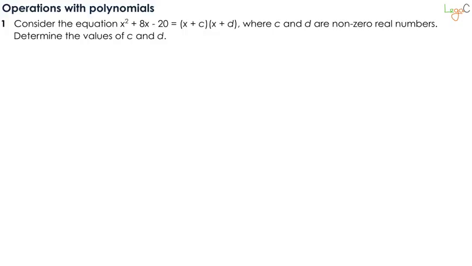Consider the equation x squared plus 8x minus 20 equals (x plus c)(x plus d). So we have a quadratic polynomial on the left-hand side and the product of two factors on the right-hand side, and we have to determine the values of c and d, which are non-zero real numbers.